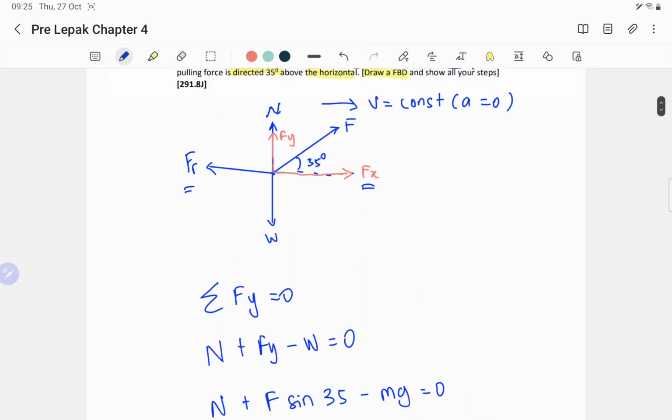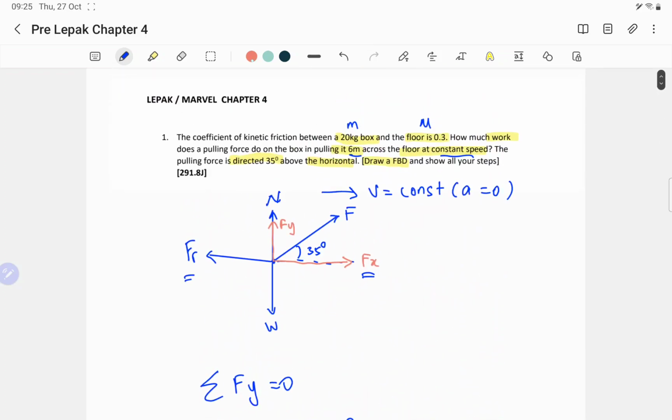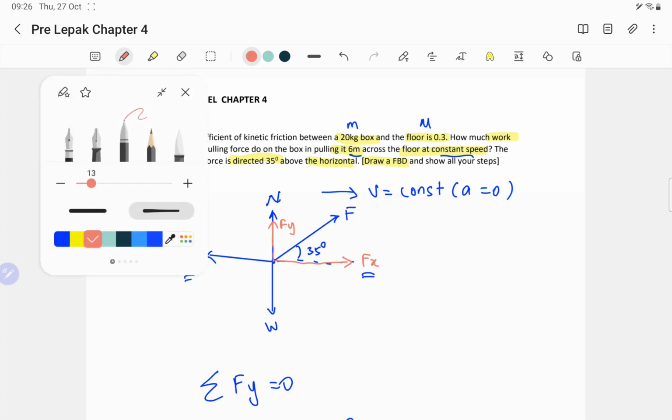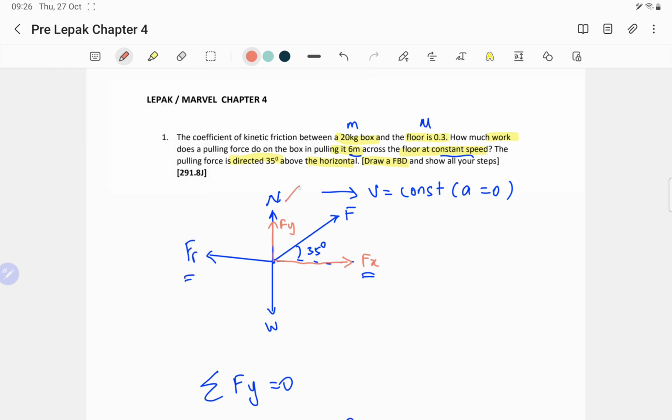Now we look into the marking scheme. They will look at your free body diagram. You have 4 components, the main components only counted. So 1, 2, 3, 4. If all 4 are correct, you will get 3 marks.